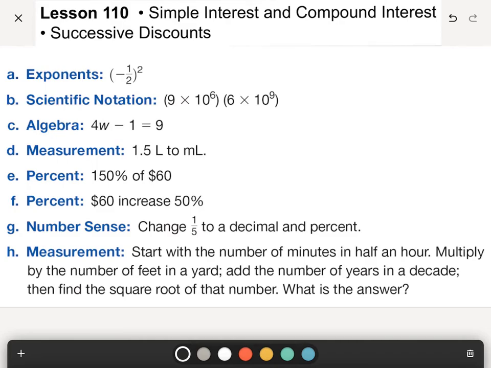What do you mean by 60 increase 50%? Does it mean like add 50% to 60? Yes. Add 50% to $60. Yeah, it's the same kind. We've been doing these. But it's good to get that phrasing down, the kind of English that implies the math. Critical.